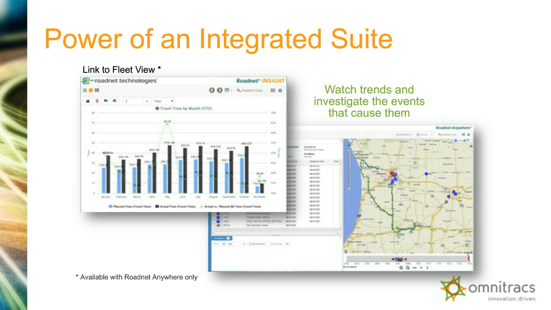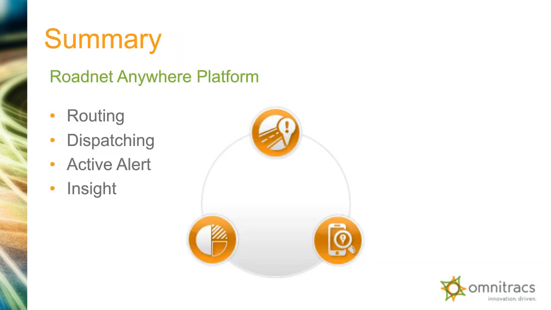So to bring it all home, we talked about how Roadnet Anywhere is the platform that houses multiple products that hit on every part of your transportation process. So from routing to dispatching, including that active alert component, which ultimately pushes the data proactively to your customers, and then closing that loop with Insight and the analytical tools that let you really become a more mature organization that's continually improving.